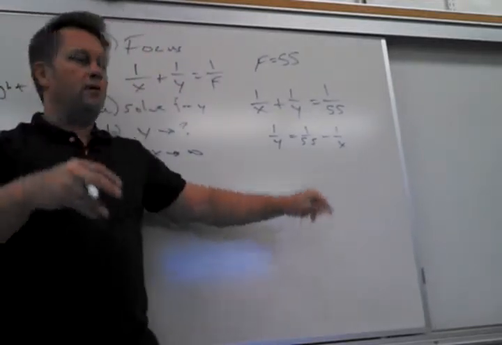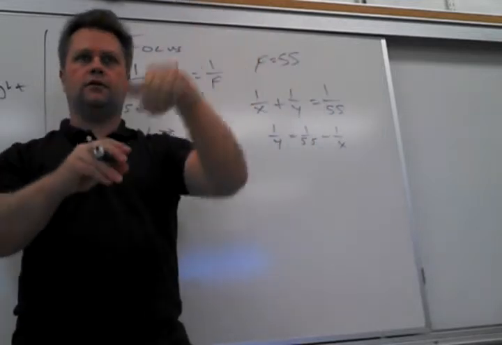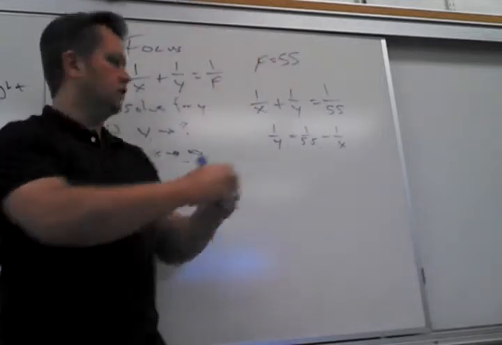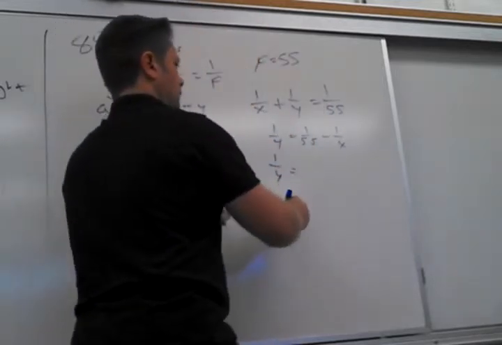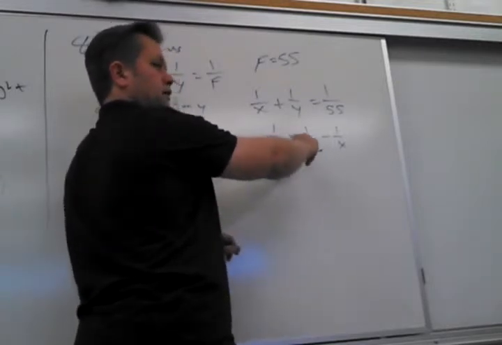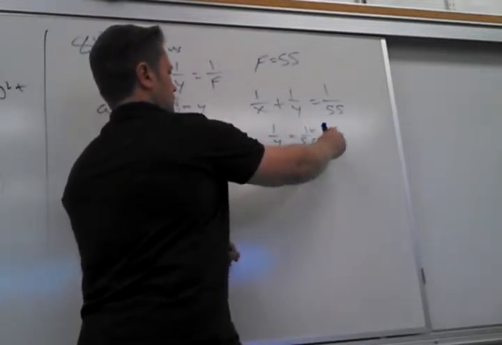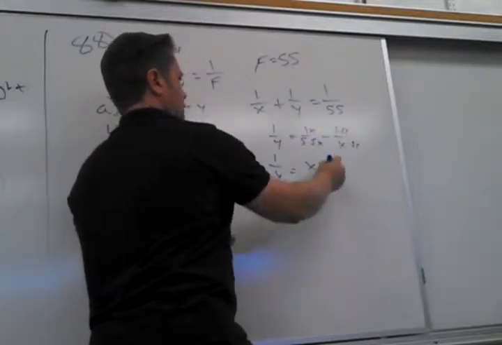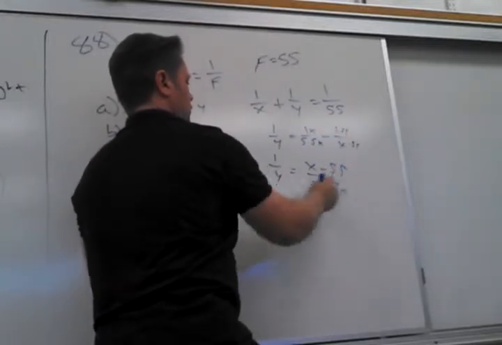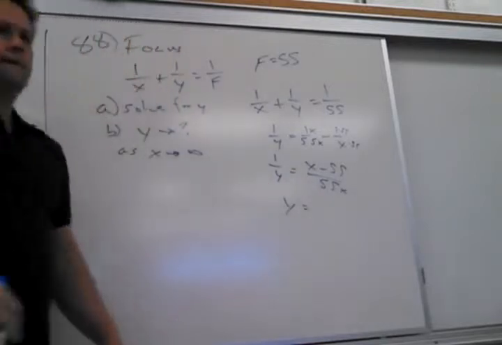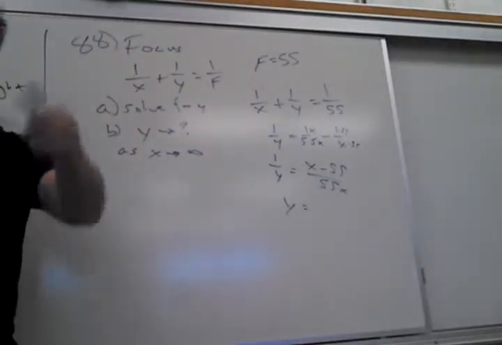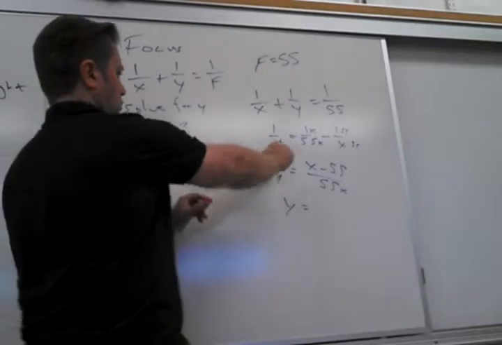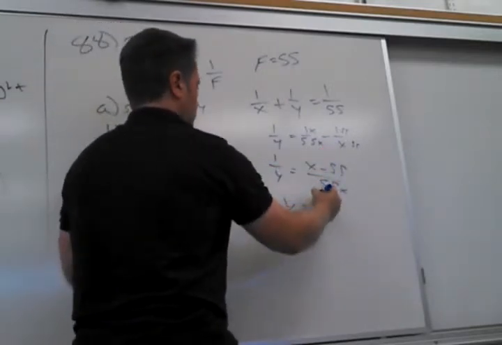So you get a common denominator and make it a single fraction, and then it's easy to flip. So then we get 1 over y equals, what does this guy need? x. What does this guy need? 55. So we get x minus 55 over 55x. So y must be... Flip it. Do the same thing to both sides. If I flip that side, I better flip that side.